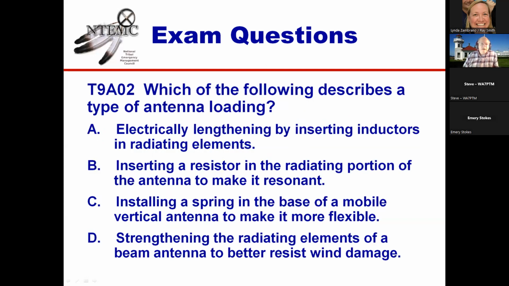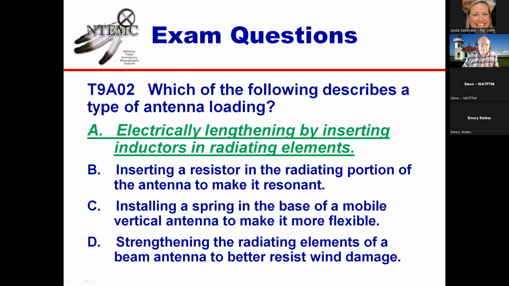Which of the following describes a type of antenna loading? Okay. Well, that's going to be A, electrically lengthening. Remember I talked about the rubber duck? We're electrically lengthening it by inserting an inductor. Well, an inductor is a coil of wire. So this coiling acts like an inductor. So that would be a type of antenna loading.